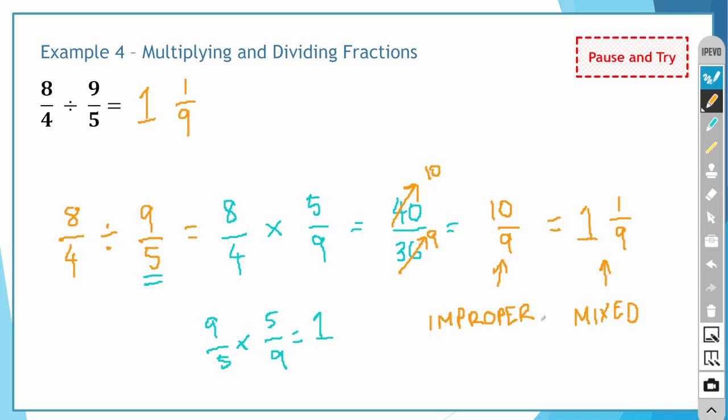So look out for this in your exams. Sometimes they'll ask for it as an improper fraction. Sometimes they'll ask for it as a mixed number as well.